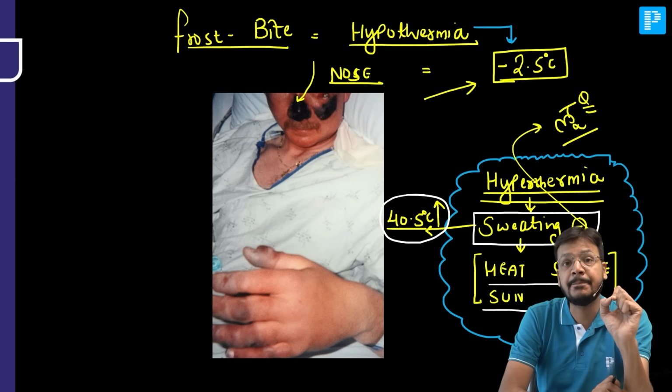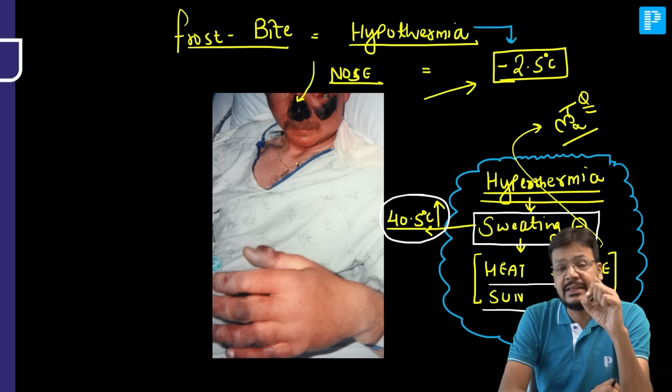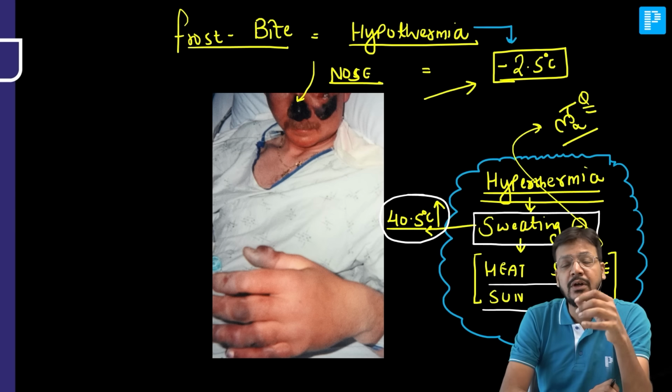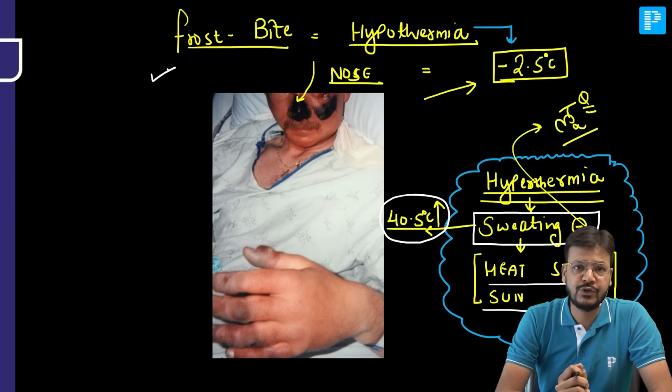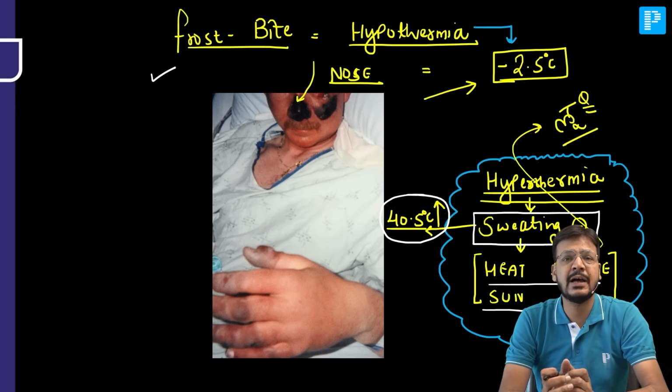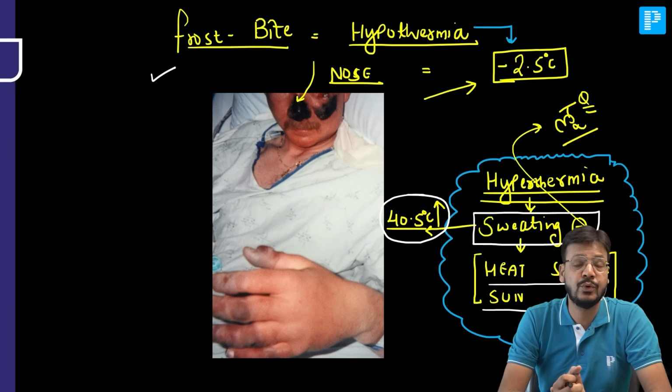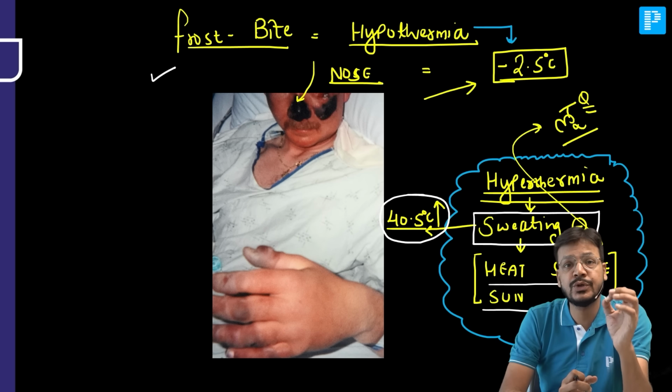So this is hyperthermia, this is heat stroke, sunstroke. Here sweating is absent, and this is hypothermia, that is frostbite. Two different conditions: frostbite is a hypothermia, and heat stroke and sunstroke is a hyperthermia. And in heat stroke and sunstroke, sweating is absent.